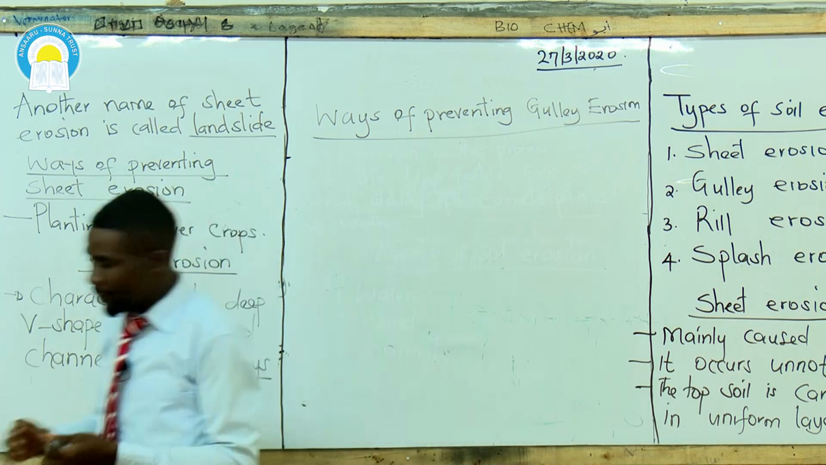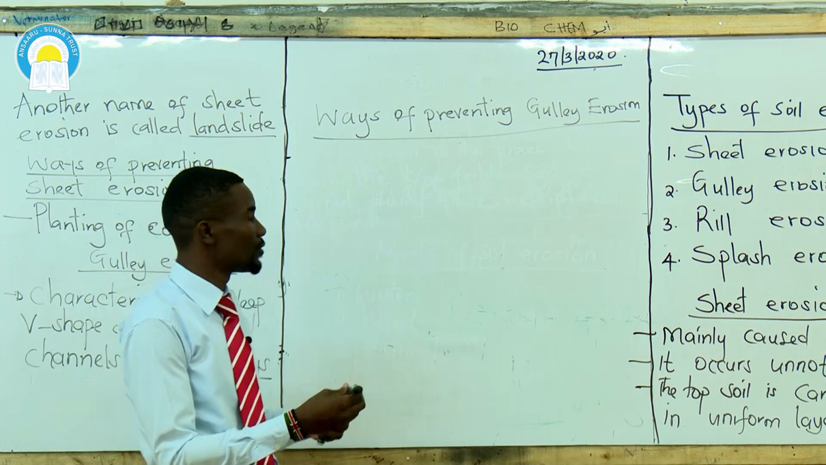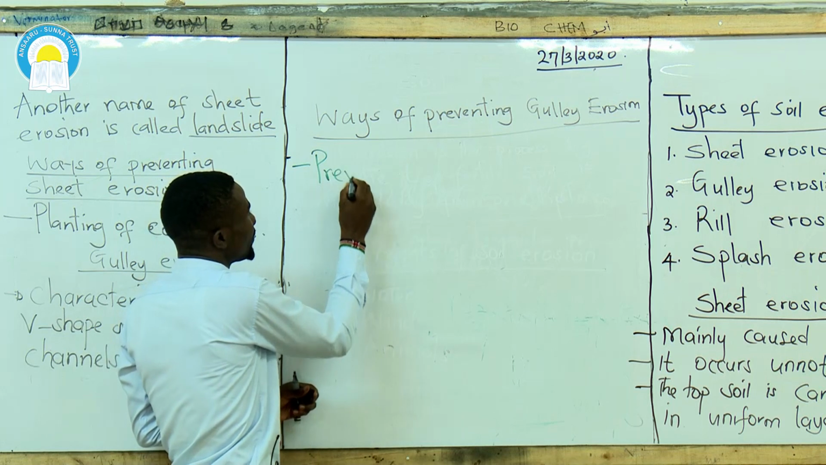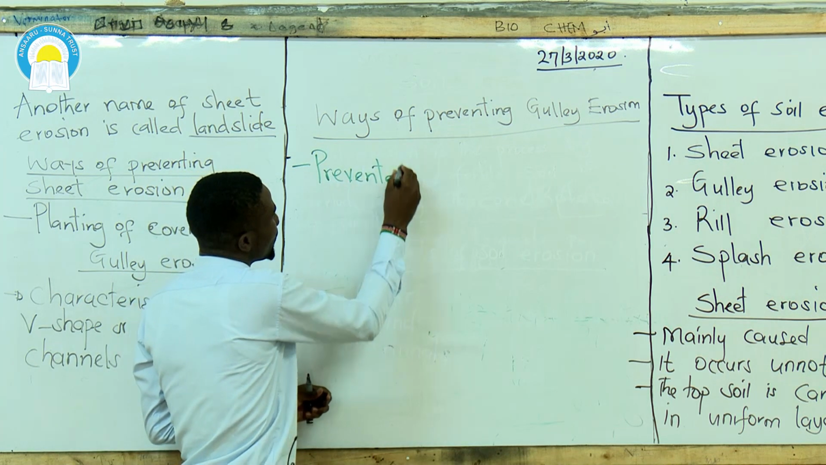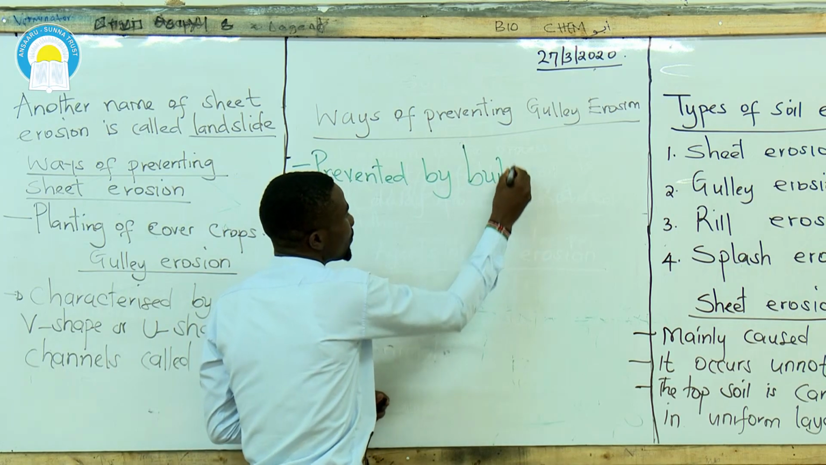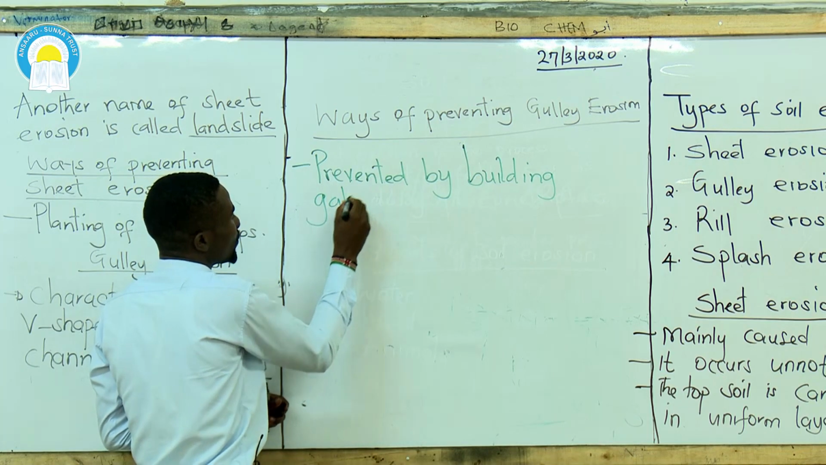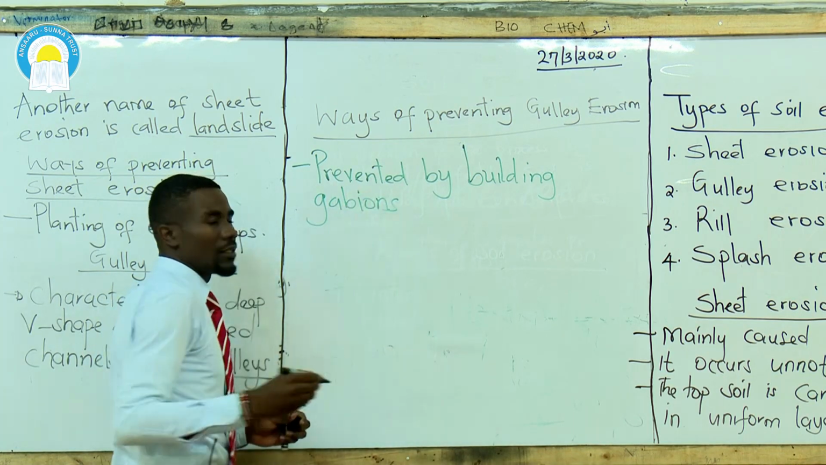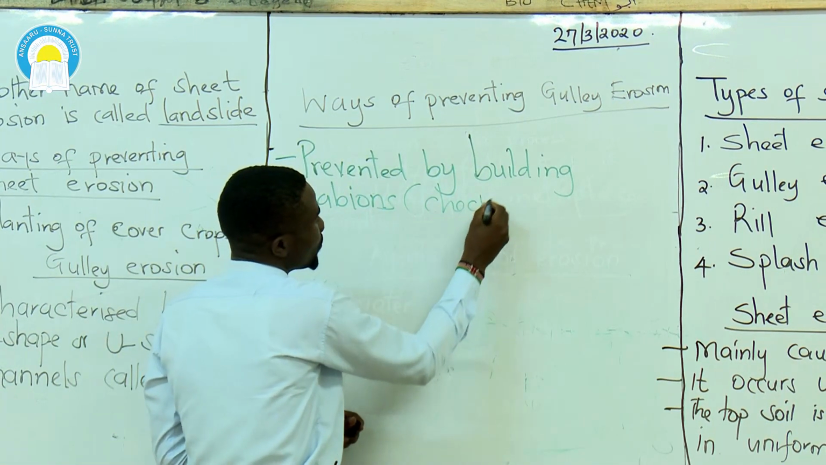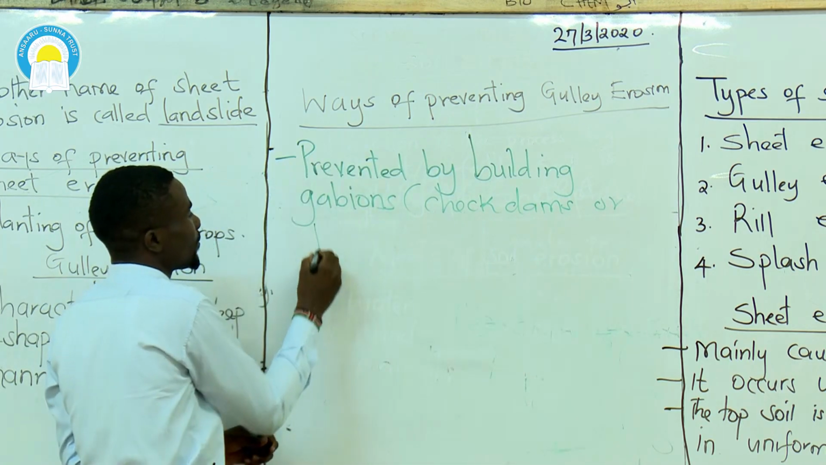When we have gully erosion, we can prevent it by building gabions. These gabions are also called check dams or porous dams.